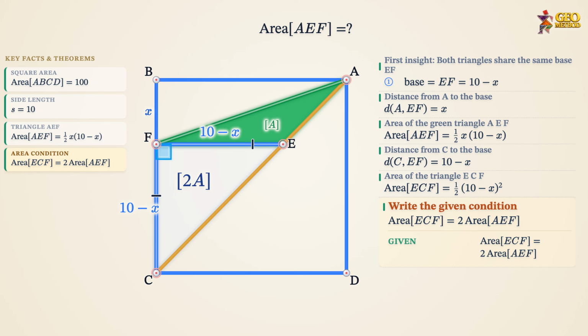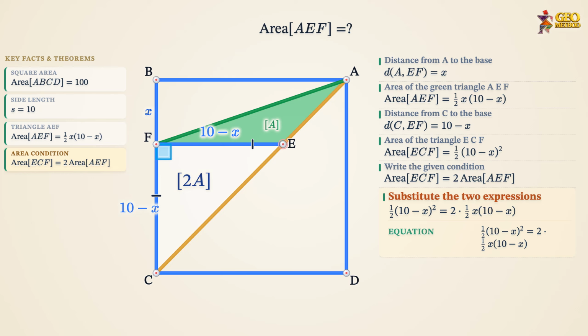The problem tells us triangle ECF is twice the green triangle AEF. This single fact is exactly what we need to lock down x. Let us feed our two expressions into it. Substitute 1/2 (10 minus x) squared on the left and 2 times 1/2 x times (10 minus x) on the right. The geometry has now become a single equation in the one unknown x.